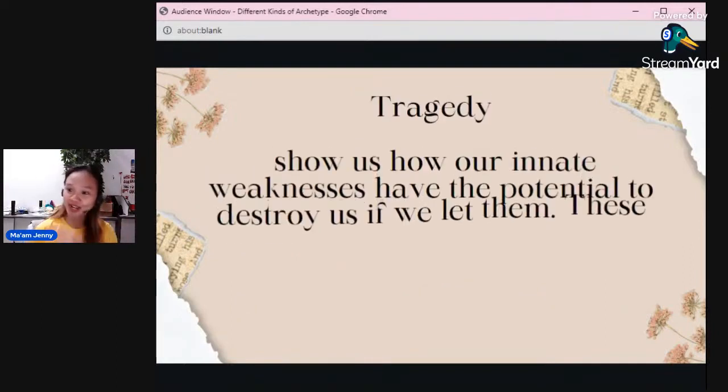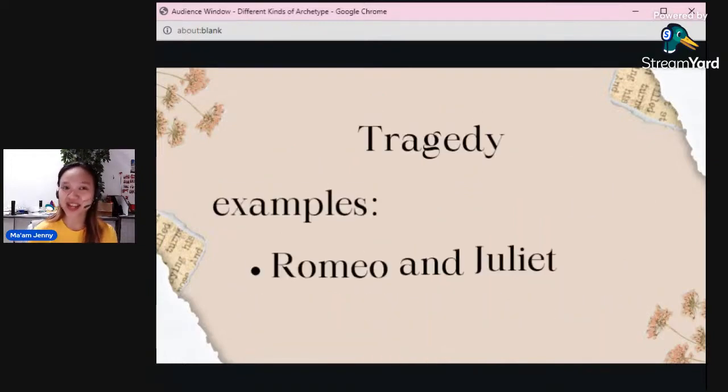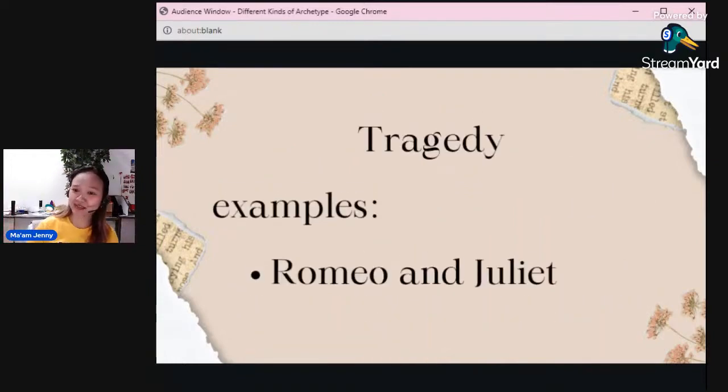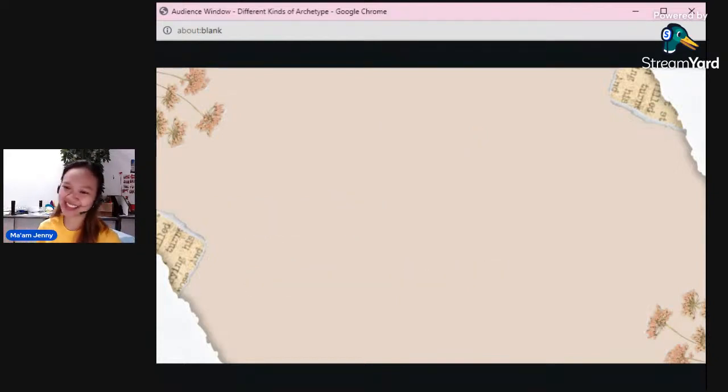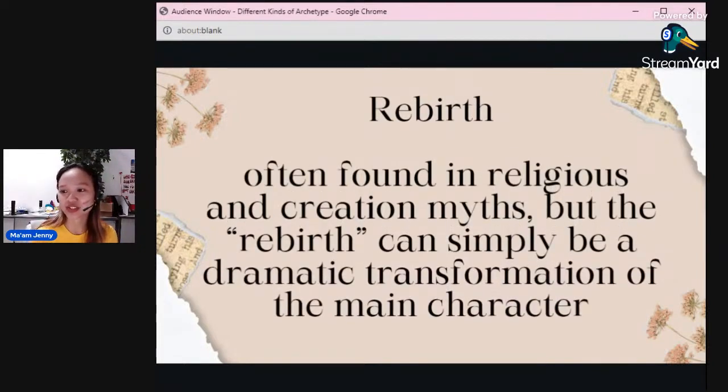Opposite ng comedy is tragedy. So, kapag tragedy, tragic yung ending. Okay, comedy, cheerful yung ending. Tragedy naman, tragic yung ending. And pinaka-example natin sa tragedy is, of course, the two lovers who died at the end. Romeo and Juliet. There.